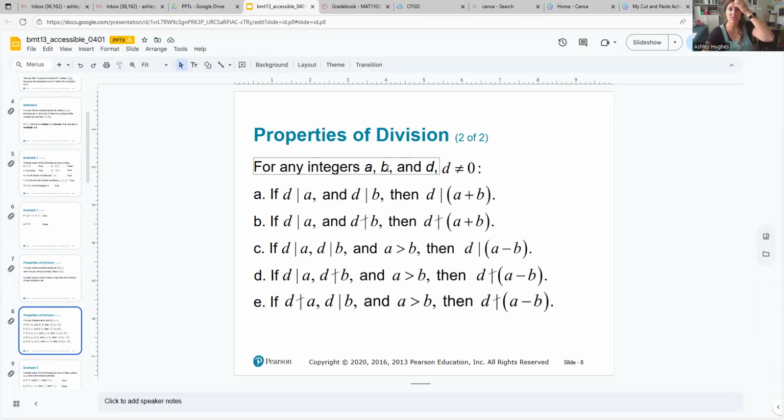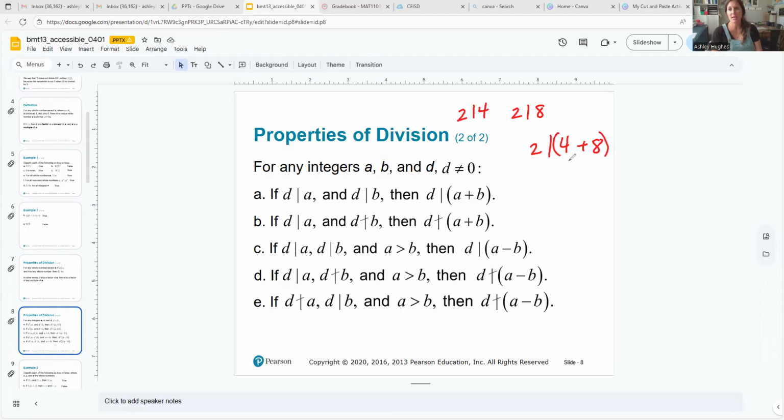So here are properties of division. If d divides a and d divides b, then d would divide a plus b. If d divides a and d doesn't divide b, then d is not going to divide a plus b. Let's think about this in a really simple way. Say that I had 2 divides 4, right? And 2 divides 8. Does 2 divide 4 plus 8?